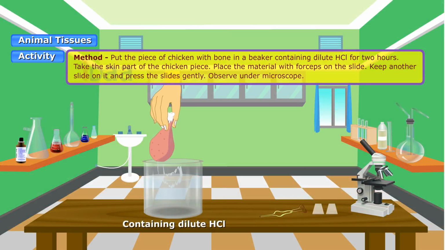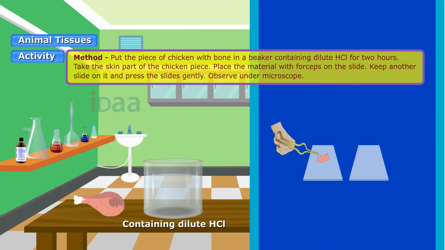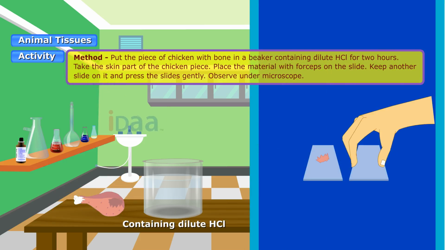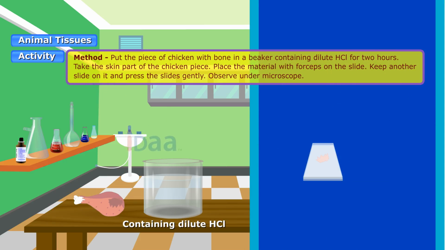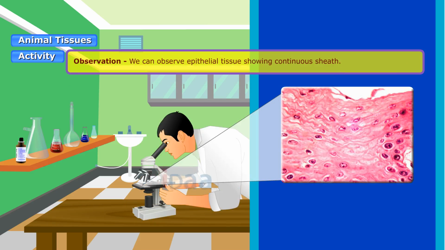Take the skin part of the chicken piece. Place the material with forceps on the slide. Keep another slide on it and press the slides gently. Observe under microscope. Observation: we can observe epithelial tissue showing continuous sheath.